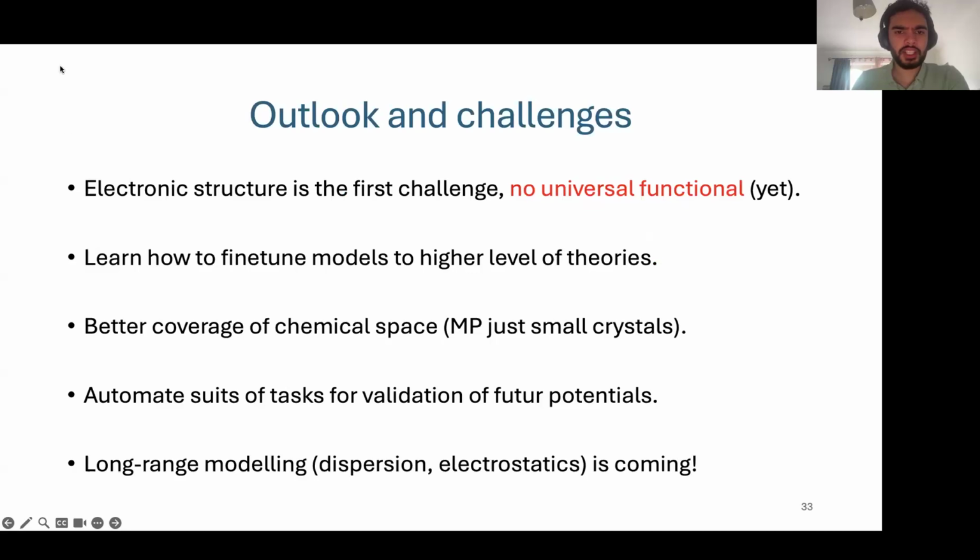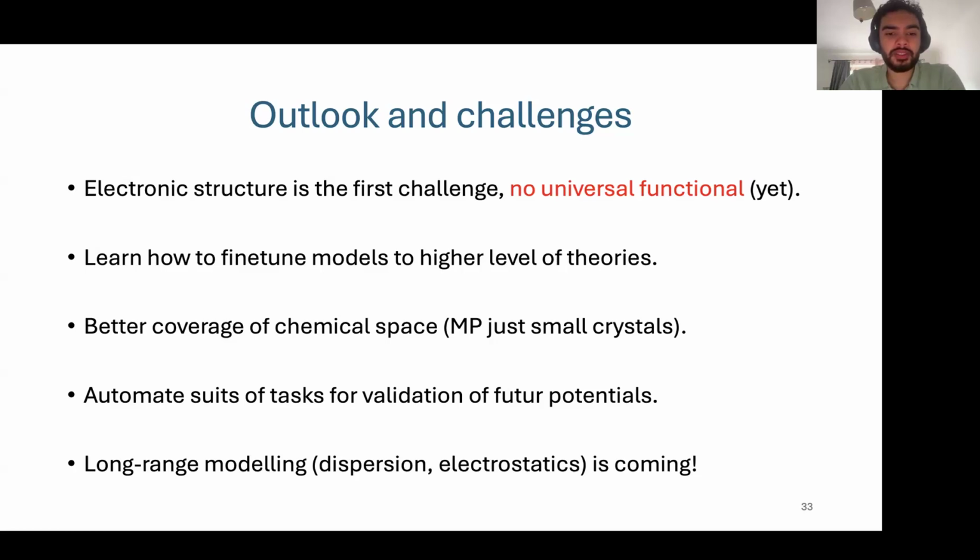So, some of the limitations and outlook to finish the talk. Obviously, the first challenge of these models is actually electronic structure. We have no universal functional, and this is why I think fine-tuning will be super important. Unless we have a universal functional, we cannot have a universal potential either. You always need to accommodate the approximation of your underlying theory. We need to learn better how to fine-tune to higher level theories because of that. Also, better coverage of the chemical space, and this is something we have worked on and a new preprint will appear.